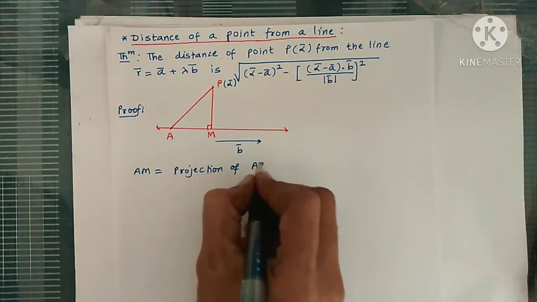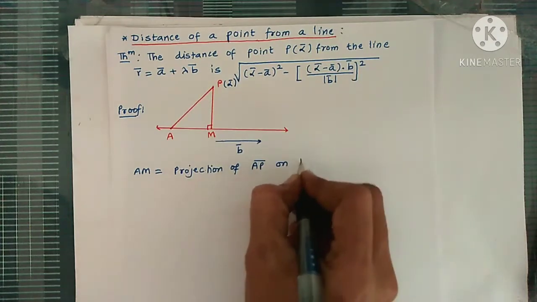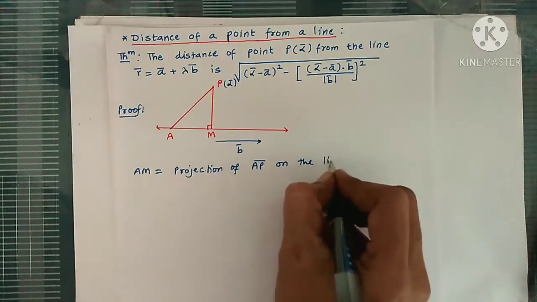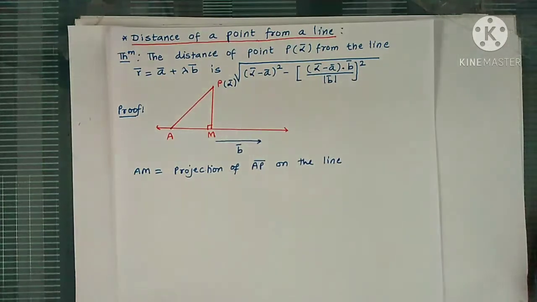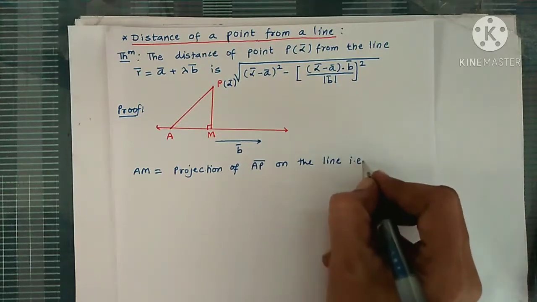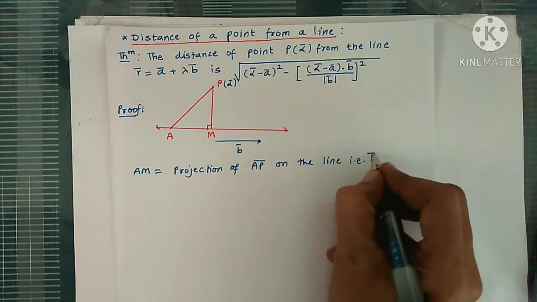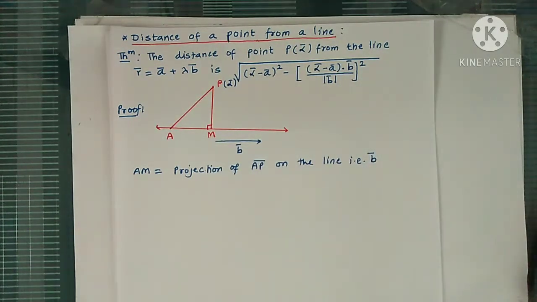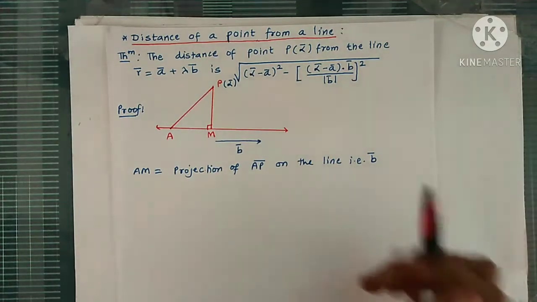Projection of AP bar on the given line. But as the line is parallel to B bar, it is the same as the projection of AP bar on B bar. So we have a formula for projection of A bar on B bar.